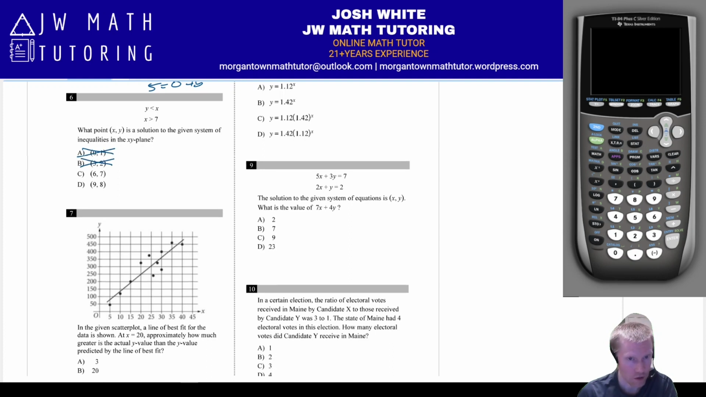B, is 3 greater than 7? No. Is C, excuse me, 6 in C, greater than 7? No. D, well, it's the only one left by process of elimination, so it has to be the correct answer. Now, we can also check that the y value, which is 8, is less than the x value, which is 9. So it meets both of the conditions.